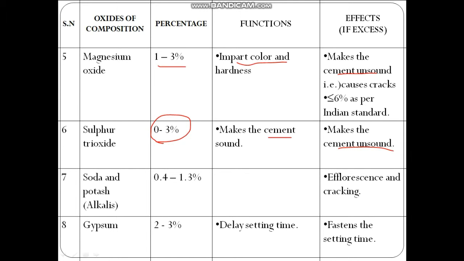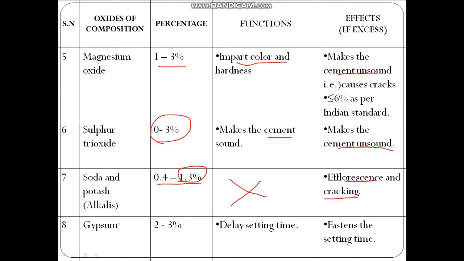Soda and potash. Soda and potash should not be added externally. If present in the cement, they should be in the range of 0.4 to 1.3%. There is no function of soda and potash, and if present in excess of 1.3%, they cause efflorescence and cracking of the cement structure.